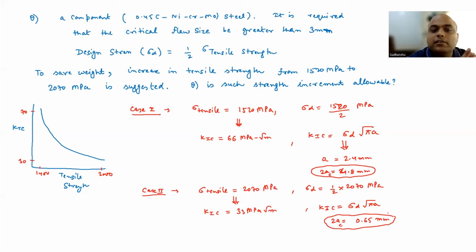So the question was, is such strength increment allowable given the condition here? So the answer is no, it is not allowable because the critical flaw size, which we want to be detected, should be greater than 3 millimeter. And in case 2, increase in the strength to 2070 MPa leads to a crack length of only 0.65 millimeter, which is lower than 3 millimeter. Okay.